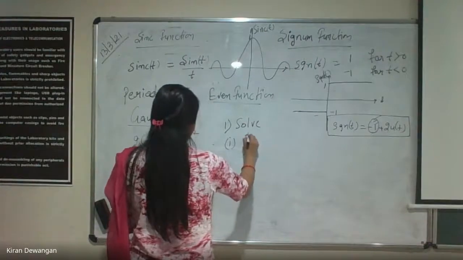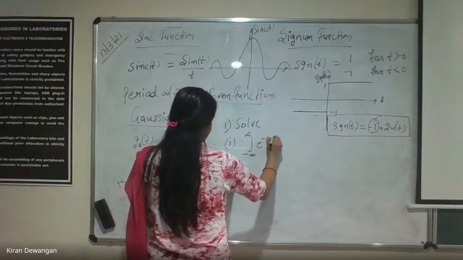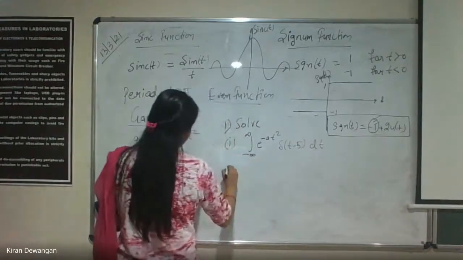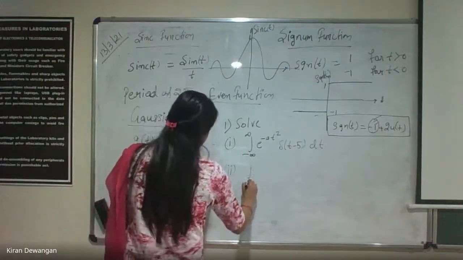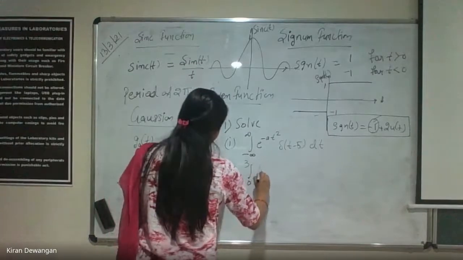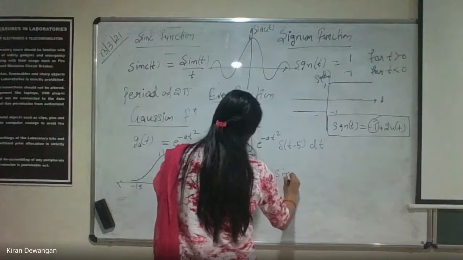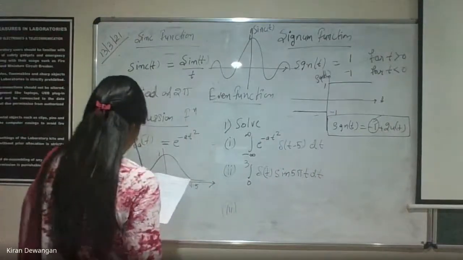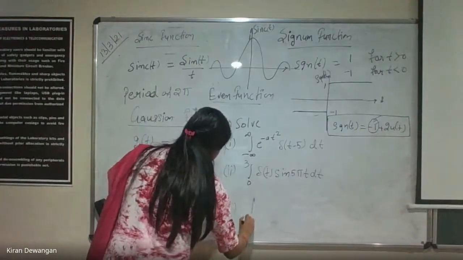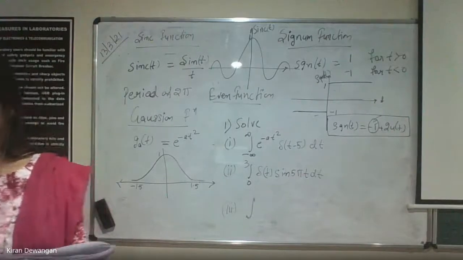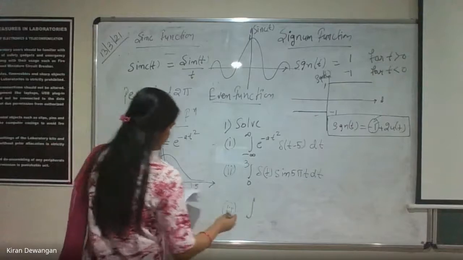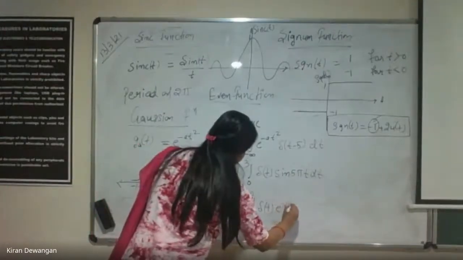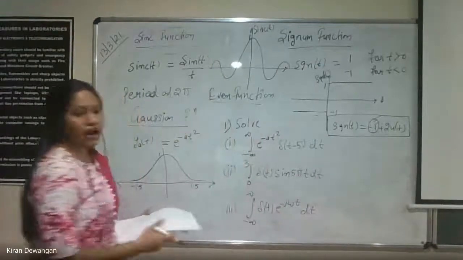Integration from minus infinity to infinity of e to the power minus a t square times del of t minus 5 dt. Second, integration from 0 to 3 of del t sin of 5 pi t dt. Third is integration from minus infinity to infinity of del t e to the power minus j omega t dt. Now we have to solve these questions.